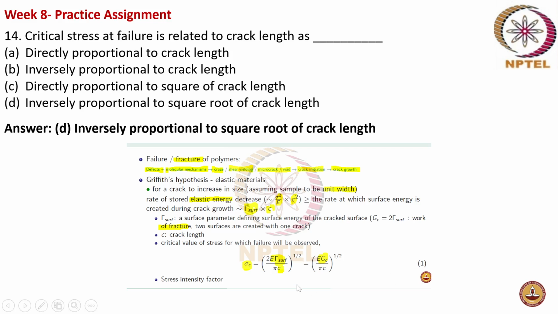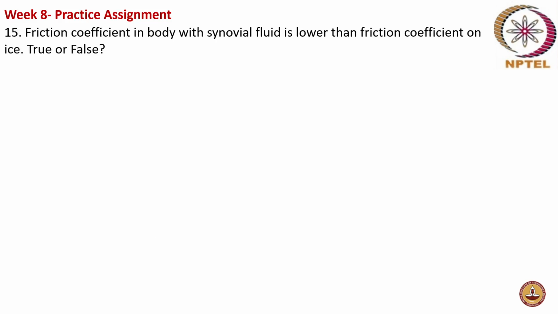Okay. So this can also be rewritten as the square root of E times GC by pi c, where GC is nothing but your work of fracture. It is equal to 2 times the surface parameter, defining the surface energy of this crack surface. Why is it 2 times? Because when one crack is formed, 2 surfaces are created. Okay, that is why. Next.